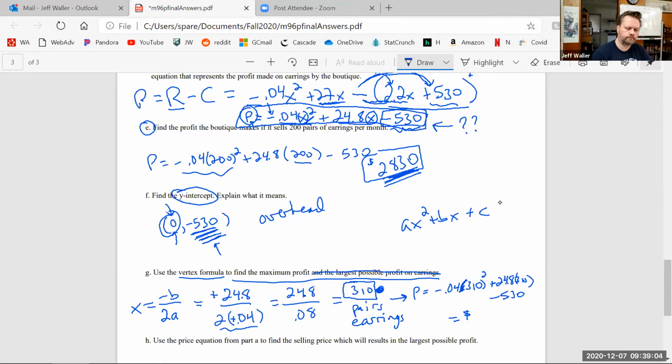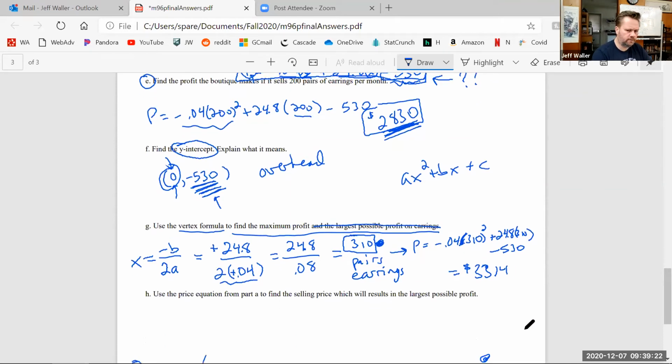$33.14. Yep, 33.14. That's what I got. And then, how's everybody doing? Are you guys okay out there? So that's the actual max profit.